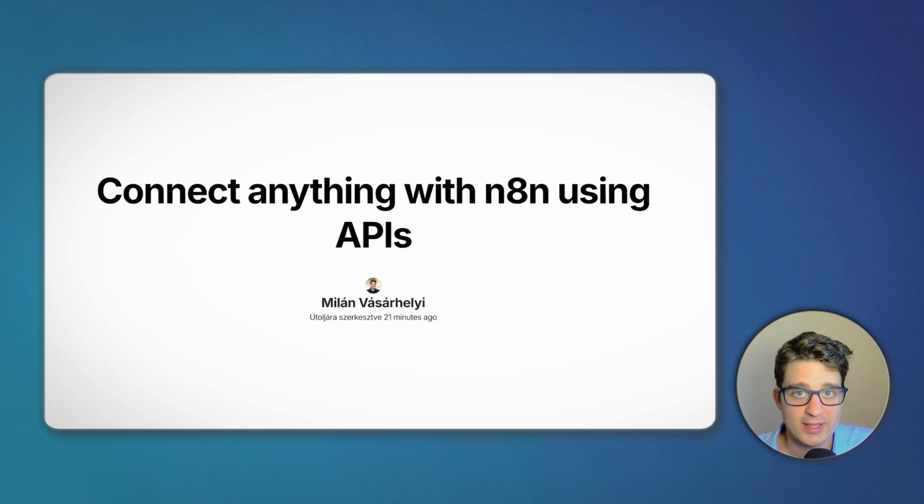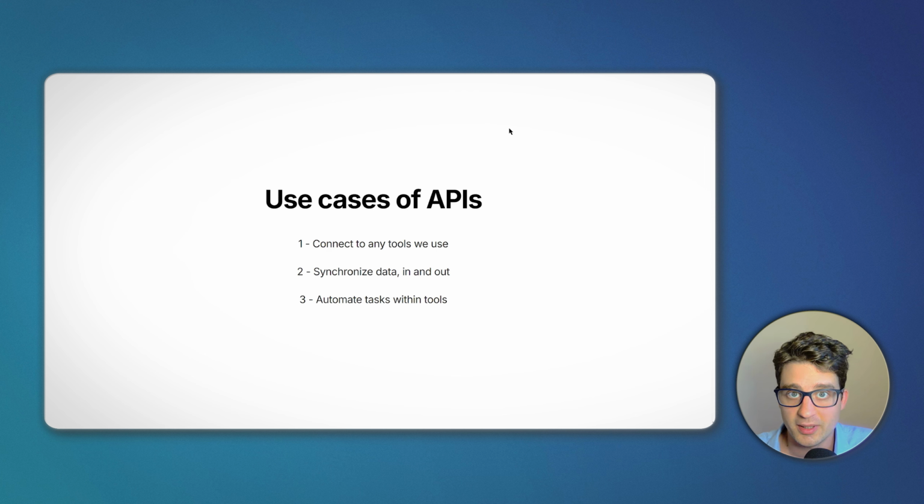Today we will talk about how to connect to practically any tool's API in N8N. APIs can usually be used to get data out of tools, put data, synchronize data into tools, and automate different types of tasks within tools.